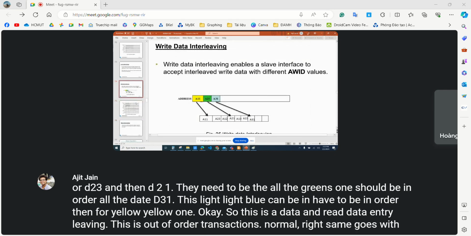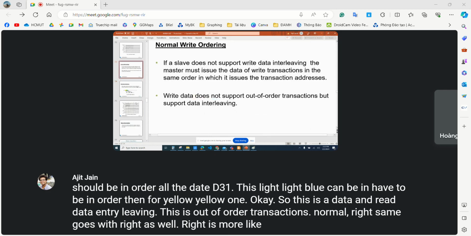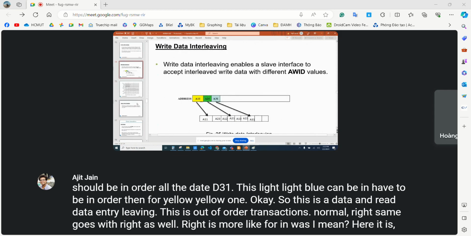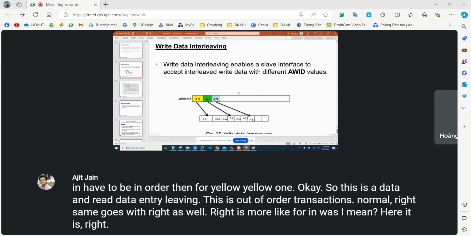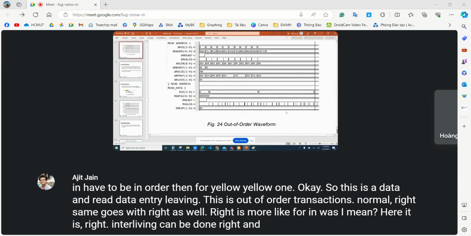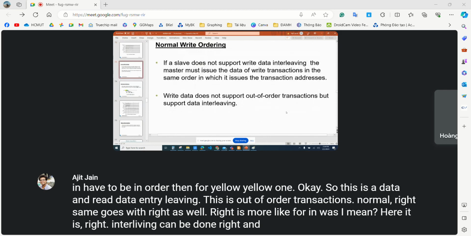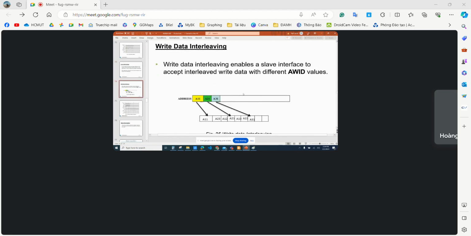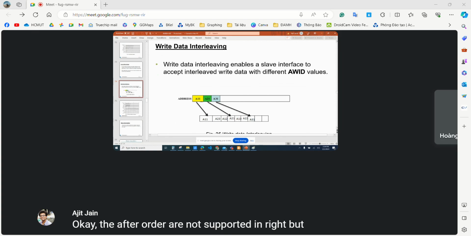The same goes for write as well. Interleaving can be done in write, but out of order is not supported in write.